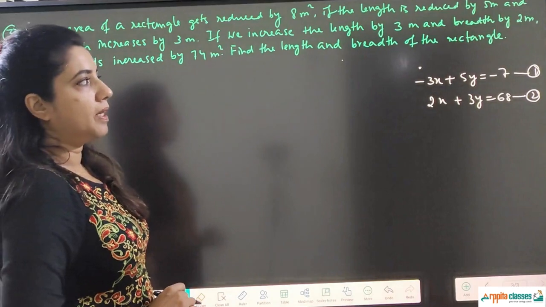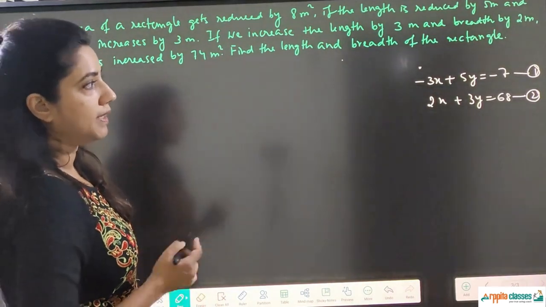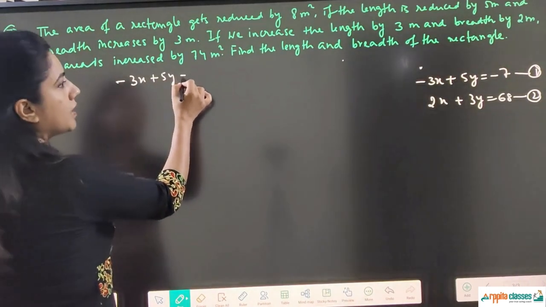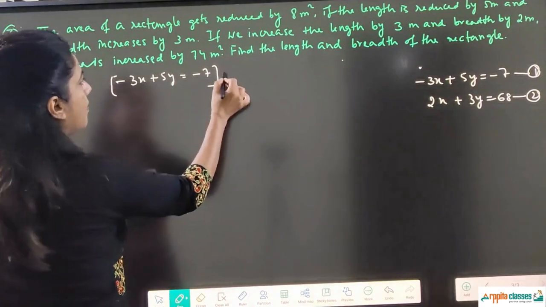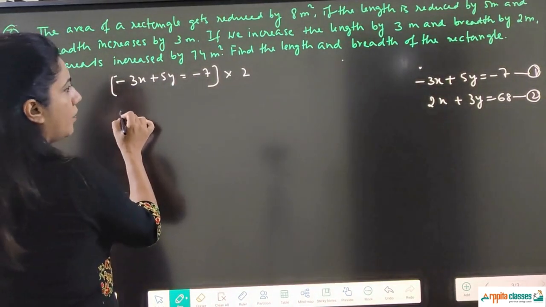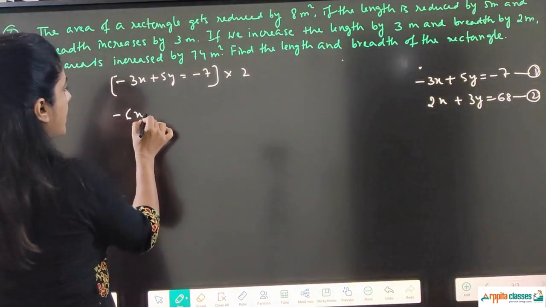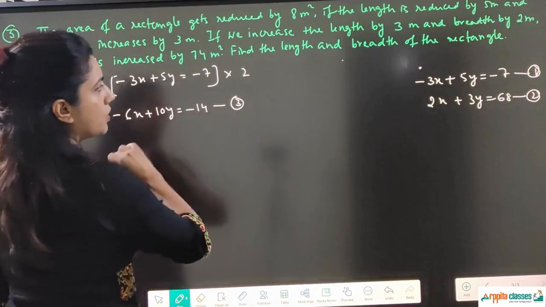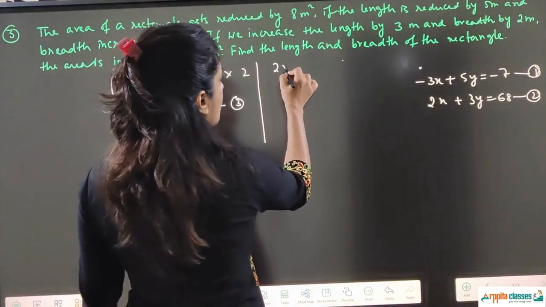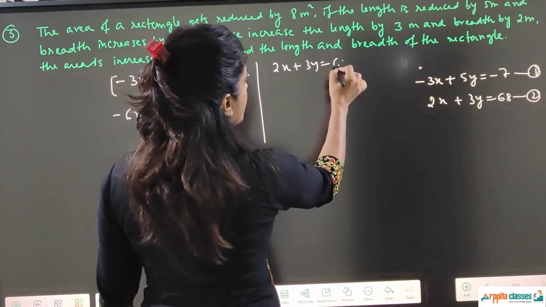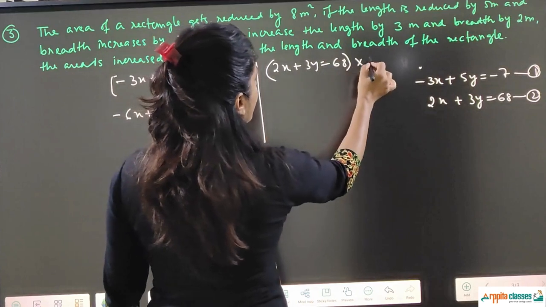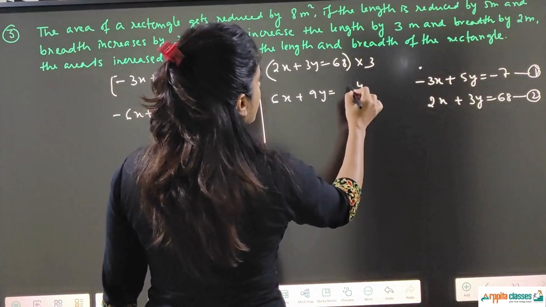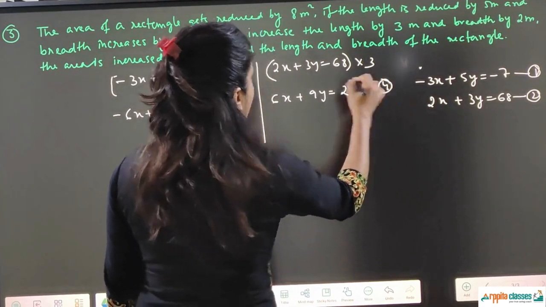So what I'll do is I'll multiply the first equation by 2 and the second equation by 3. So I'm doing minus 3x plus 5y is equal to minus 7. This is multiplied by 2 and we are getting minus 6x plus 10y is equal to minus 14. That's my equation 3. And the other one, 2x plus 3y is equal to 68. Multiplying by 3, that becomes 6x plus 9y is equal to 204, that is equation number 4.